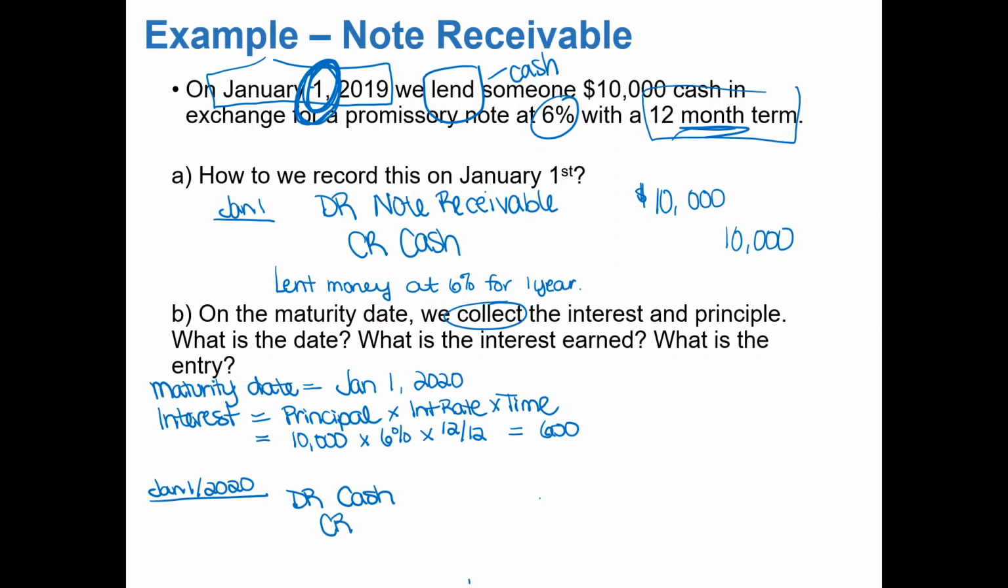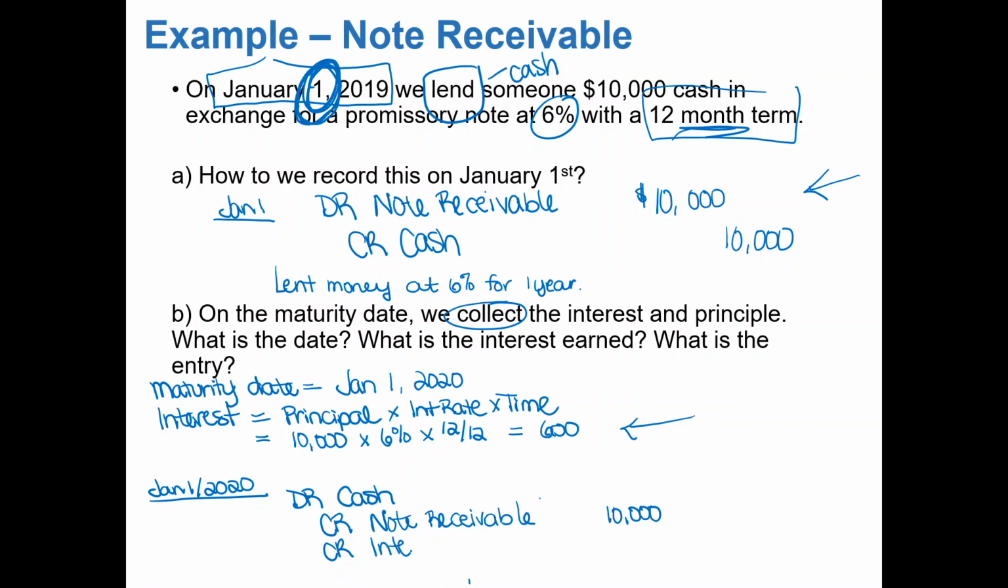And since we're collecting the note, we need to get rid of the receivable that we set up when we originally booked it on January 1st. So we're also going to credit the note receivable. And at maturity, you always credit the note receivable for the same amount that you set it up as, because we never are putting anything to that other than the original principal amount. So we'll credit that for $10,000, but we're also earning this interest that we calculated.